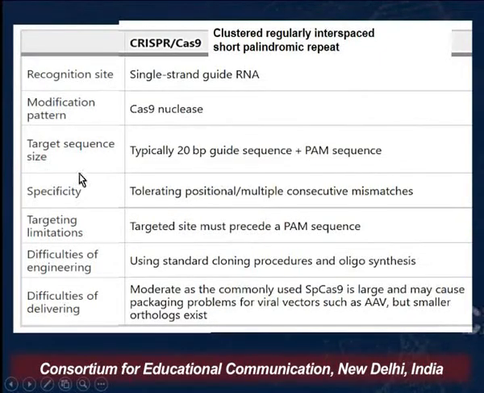The target sequences are the PAM sequences, the small PAM site sequences. The specificity is very high, and very few mismatches are recognized, so it is a highly specific system. The targeting limitation includes the strictness of these PAM sequences. Not much versatility is obtained in that, so it creates a kind of targeting limitation.